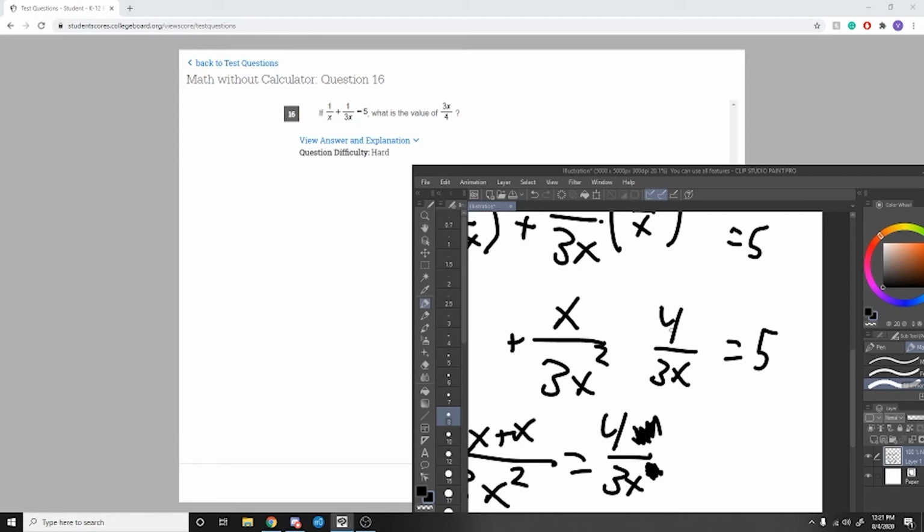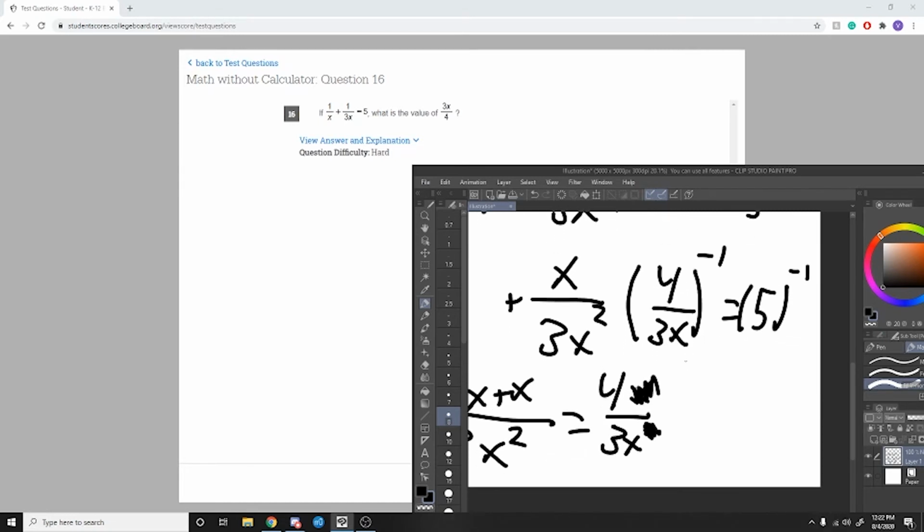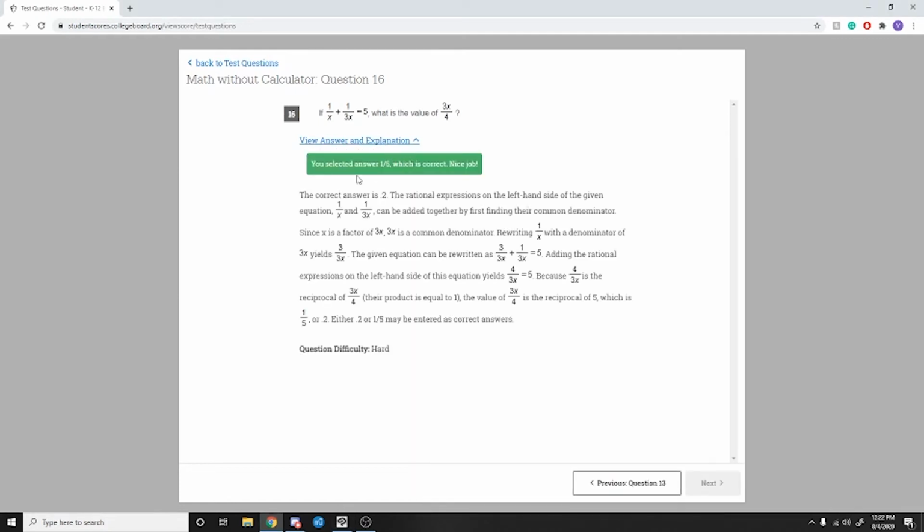That's similar to 4 over 3x. All we have to do is flip it. And to flip it, we just change both sides by putting it to the power of -1, which basically just flips the values. So now 3x over 4 equals 1/5. So 1/5 is the answer, and 1/5 could also be written as 0.2. Let's see. Yep, either 0.2 or 1/5. That's all for the math no calculator.